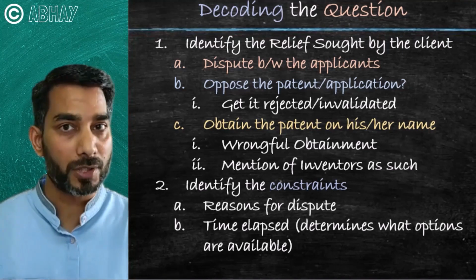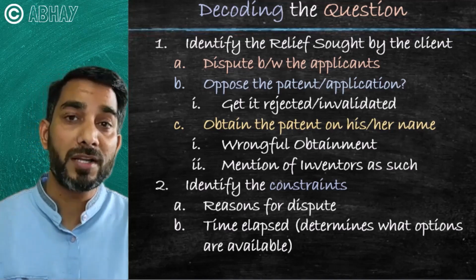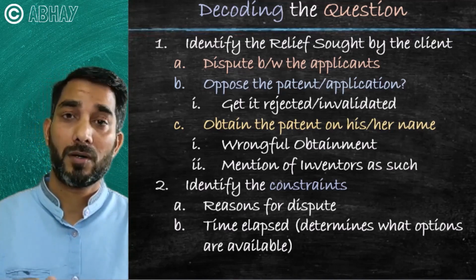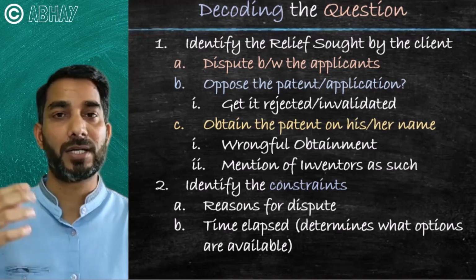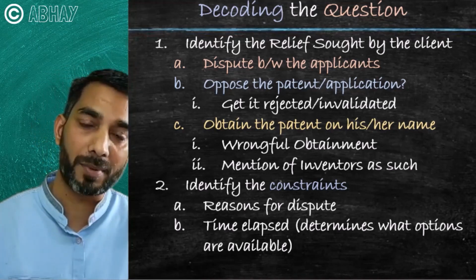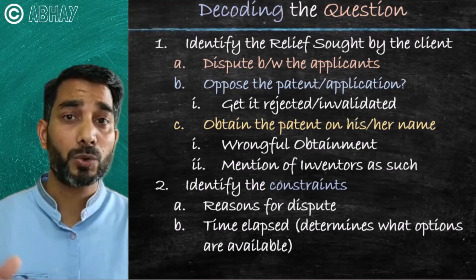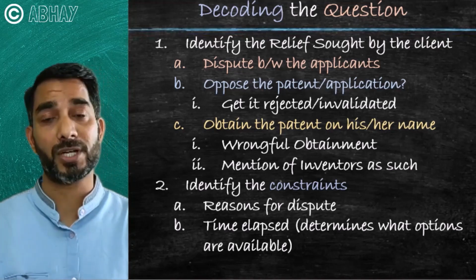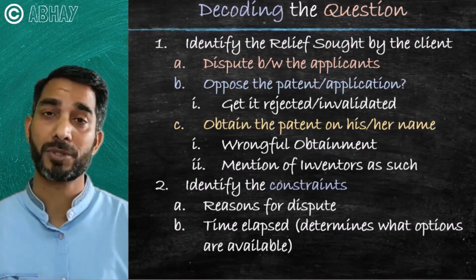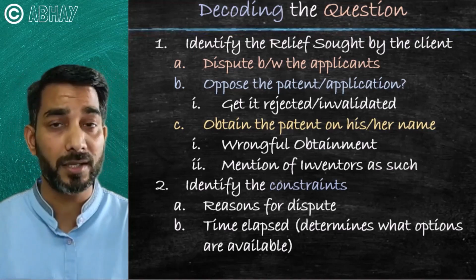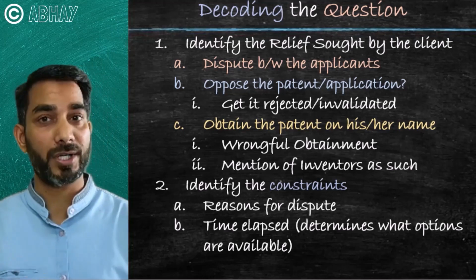Constraints could be, what are the reasons for dispute? Based on the reasons for your dispute, you decide what relief can be sought. Also, how much time has elapsed from, let's say, the grant of the patent or from the filing date of the patent. Depending on this, you can identify the options which are available to you. Right? A few options are available before grant, a few options are available after grant, only for a certain time duration. So we know how to read the question.